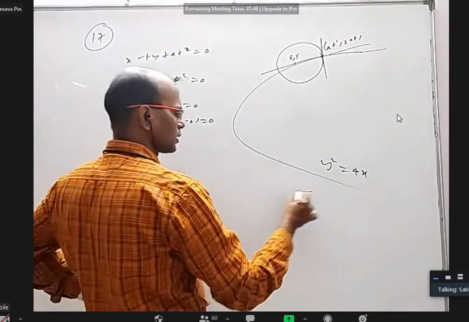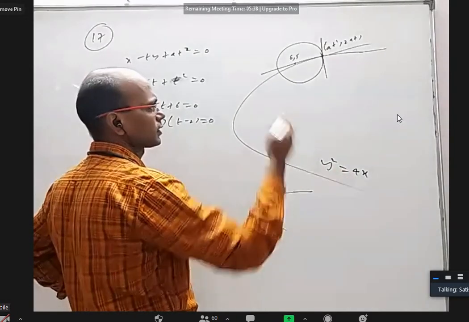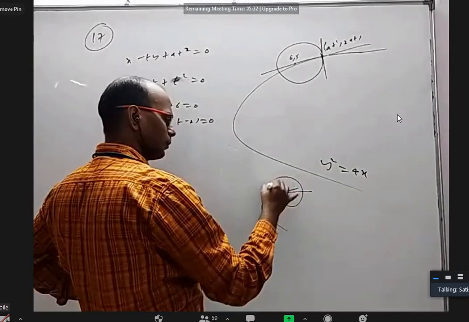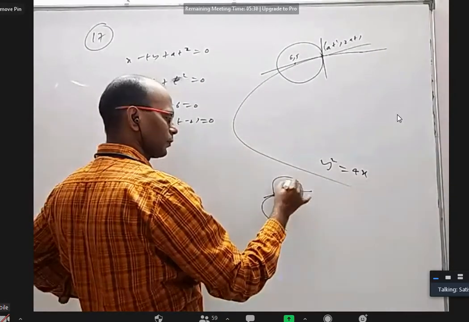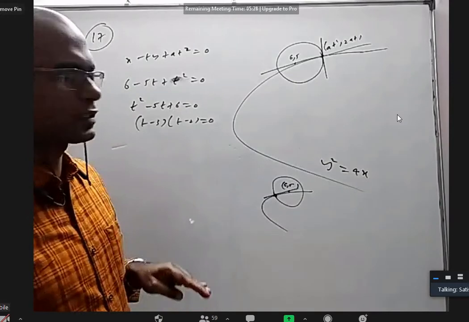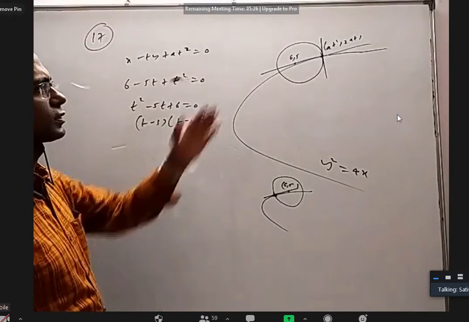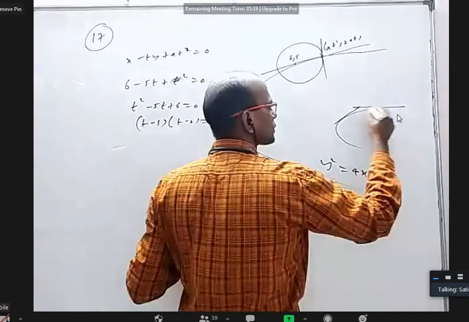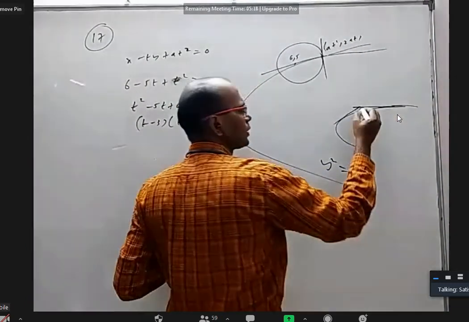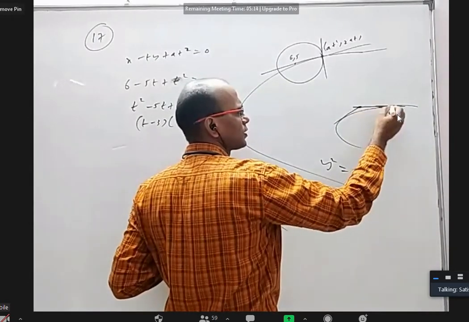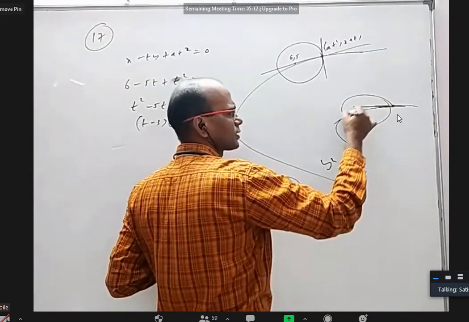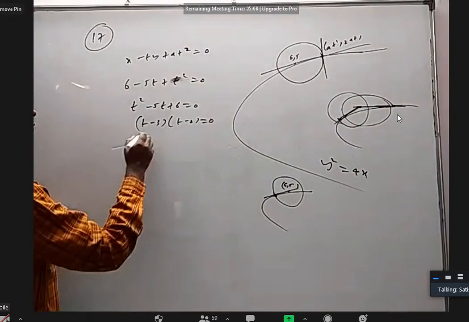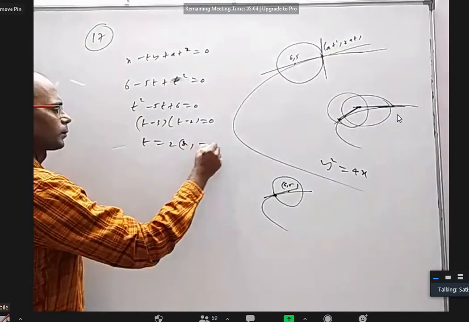There can be another circle also, because the circle can be on the other side, intersecting here orthogonally, and (6,5) is on this side. Through (6,5) there will be two tangents, so there will be two circles, one on this side and one on this side. You can draw two tangents through (6,5), take the point as the center, this as the radius, and draw a circle. Or you can take the other as the center and draw a circle. So t equals 2 or 3.